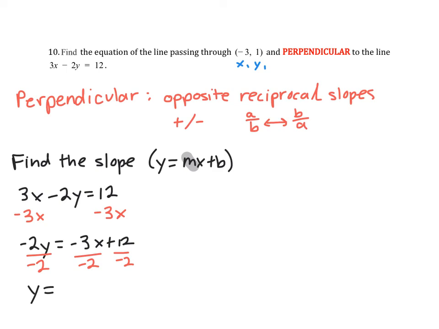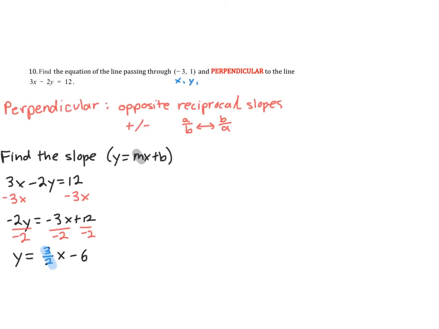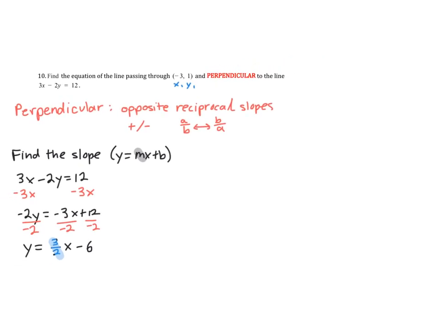So a negative and a negative become a positive when you're dividing. So we have positive 3/2 x, and positive 12 divided by negative 2 is negative 6. So this is the equation of the other line. So the slope of this line is 3/2, which means that the slope of our line is going to be the opposite reciprocal. So it's going to be negative 2/3. So notice it went from positive to negative, and it went from 3/2 to 2/3.